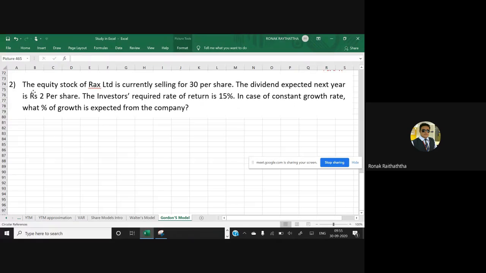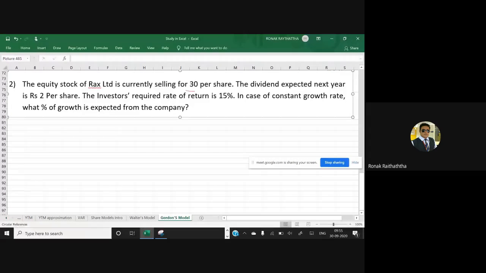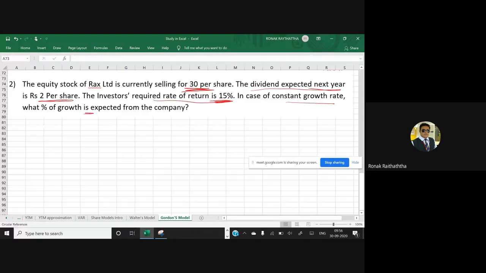The equity stock of Rax Limited is currently selling for 30 per share. Okay, so the current market price is given to us. What are we supposed to find as per the Gordon's growth model? The dividend expected next year is 2 per share. Okay, got it. The investors' required rate of return is 15%. So that means this is K, the cost of equity. In case of a constant growth rate, what percentage of growth is expected from the company?